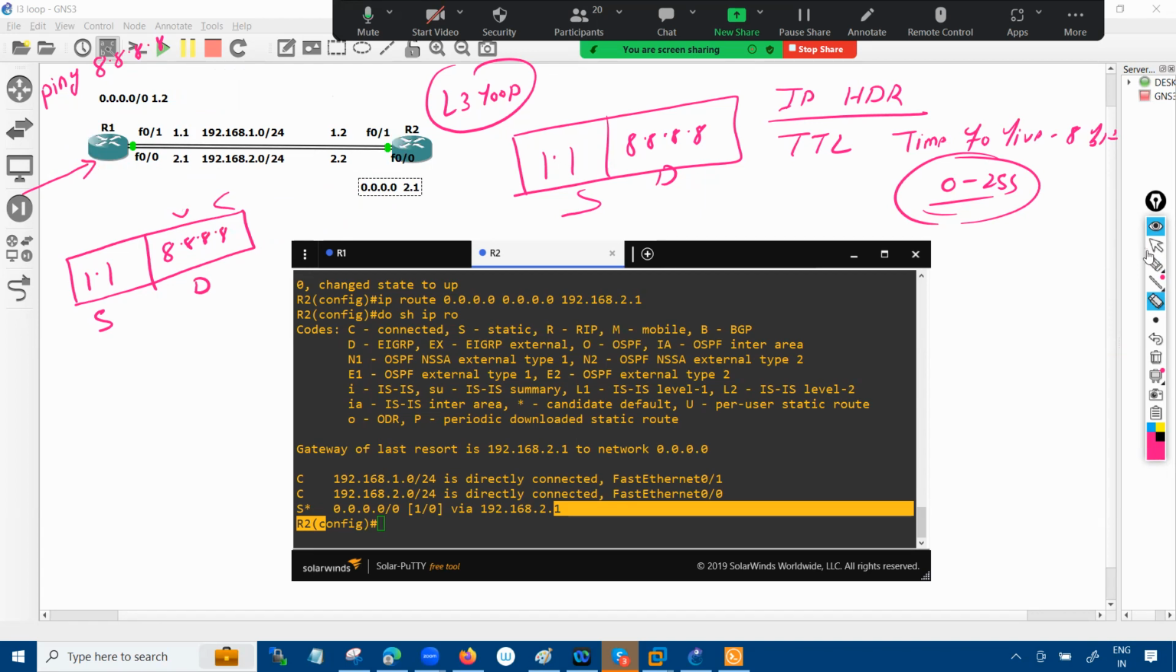So what happens when router 1 first starts sending the packet? What happens at that time? It will put the TTL as 255. When router 2 receives this packet, it will decrement the TTL by 1, and now again it will forward the packet to whom? Router 1, with how much? 254.